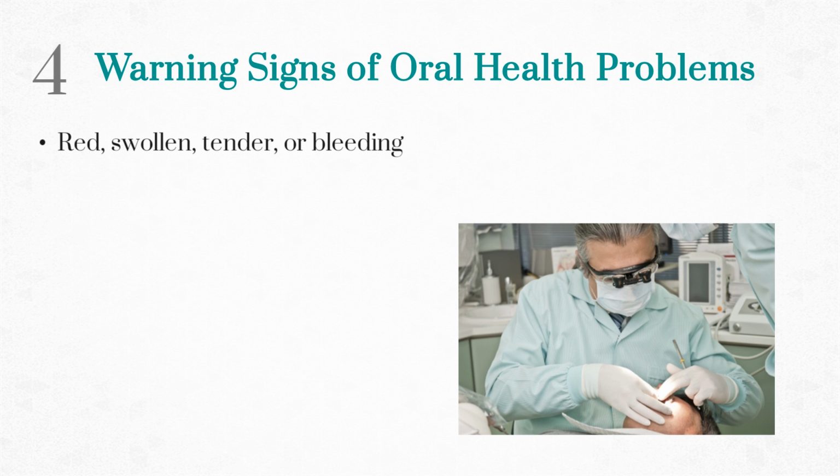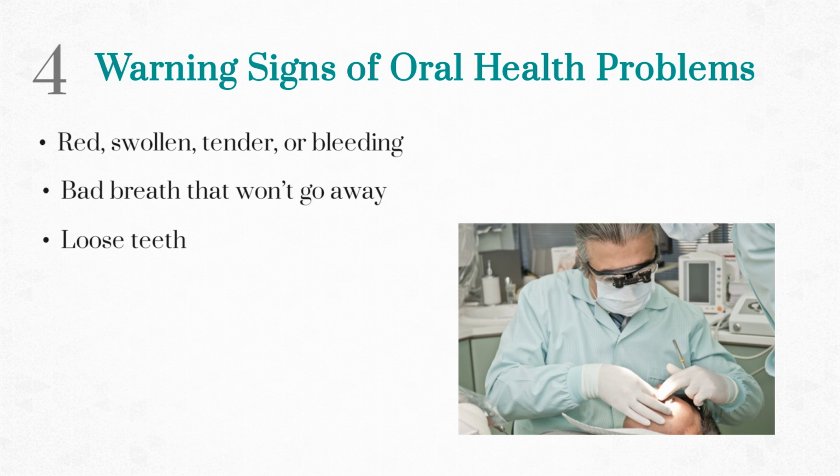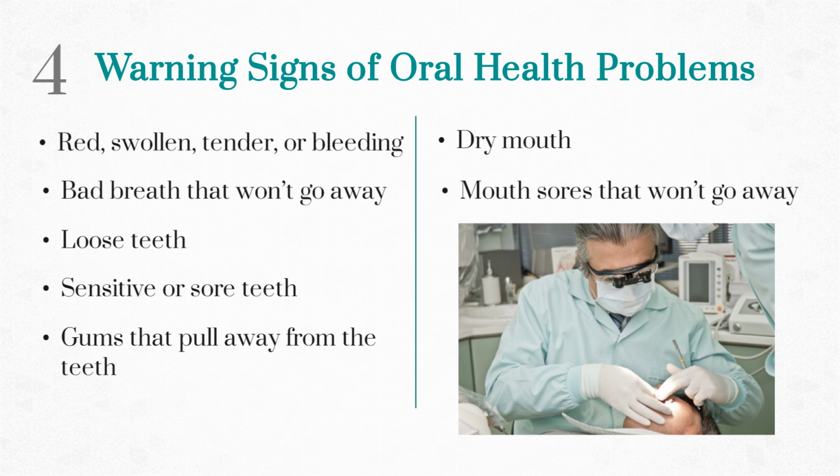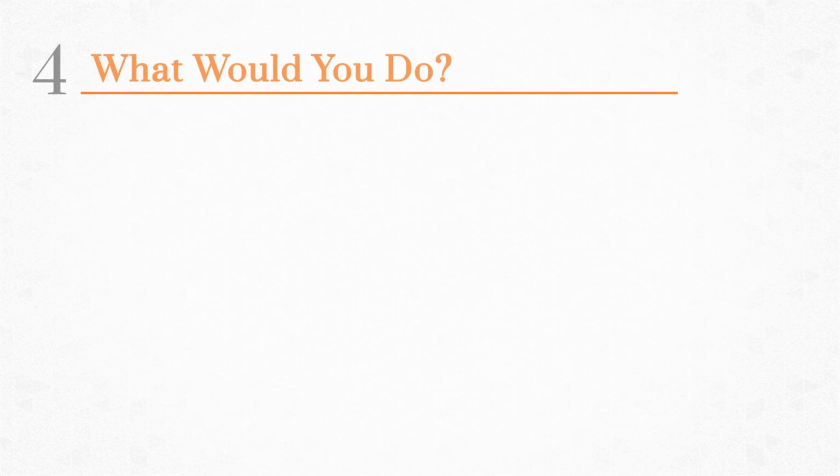Some warning signs to keep in mind are red, swollen, tender, or bleeding gums, bad breath that won't go away, loose teeth, sensitive or sore teeth, gums that pull away from the teeth, dry mouth, and mouth sores that won't go away. Here is another opportunity to consider what you would do.